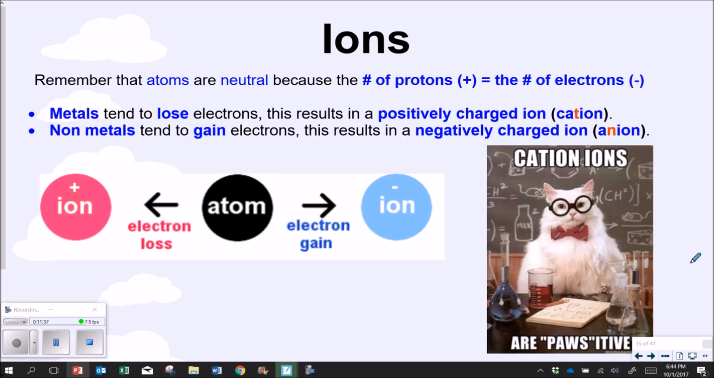Remember that atoms are neutral because the number of protons equals the number of electrons. Metals tend to lose electrons, and this results in a positively charged ion or a cation. Nonmetals tend to gain electrons, and this results in a negatively charged ion or an anion. Remember, the T in cation can stand for positive, and the N in anion can stand for negative, and this is how you can remember those.